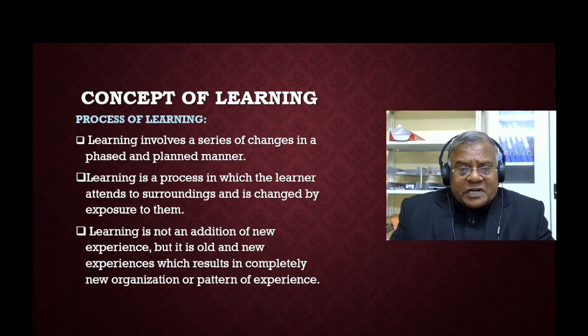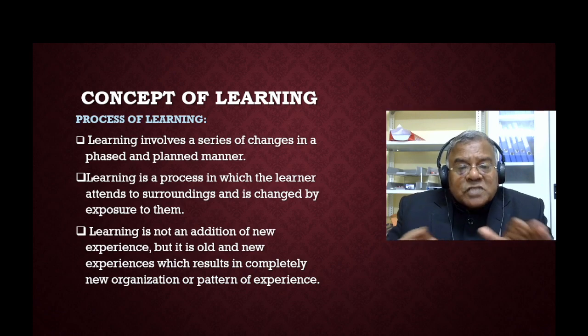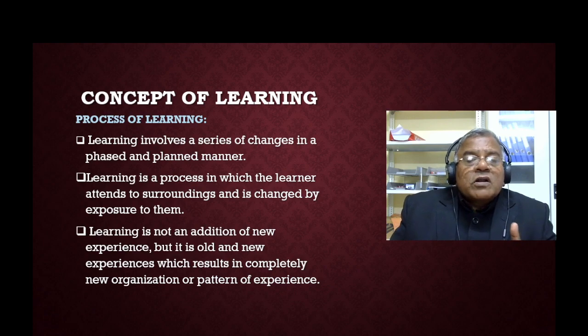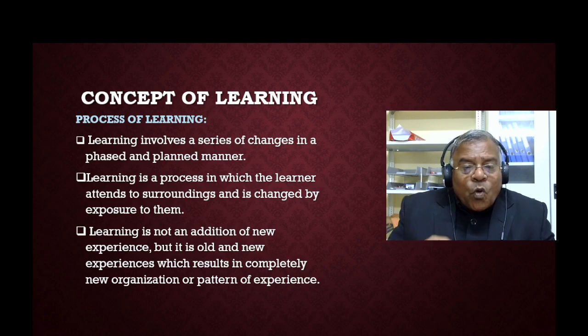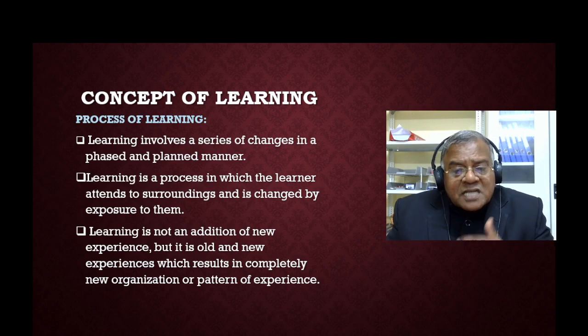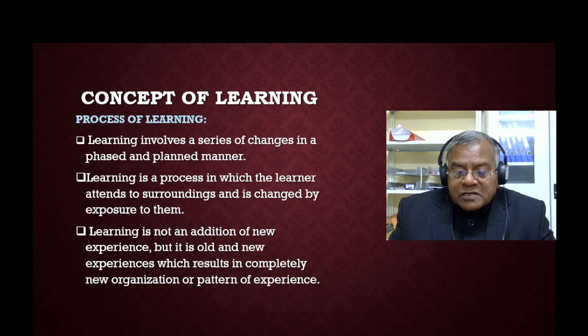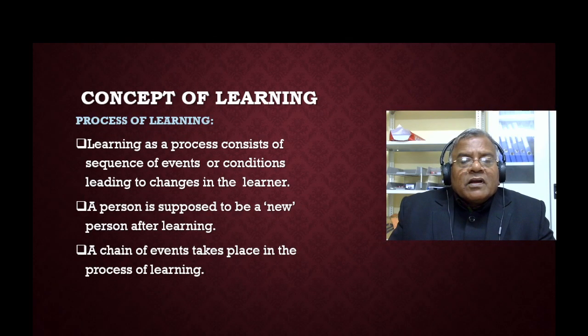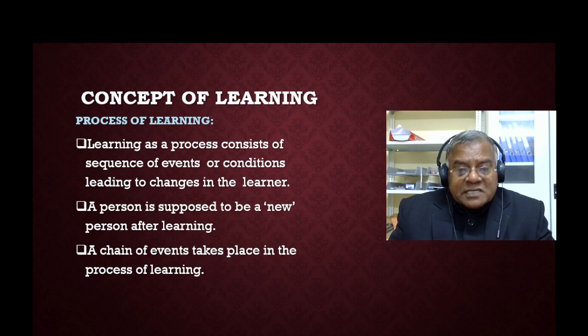There is a process of learning. Learning involves a series of changes in a phased and planned manner. Learning is a process in which the learner attends to surroundings and is changed by exposure to them. Learning is not an addition of new experience, but it is old and new experiences which result in a completely new organization or pattern of experience. Learning as a process consists of a sequence of events or conditions leading to changes in the learner. A person is supposed to be a new person after learning. A chain of events takes place in the process of learning.